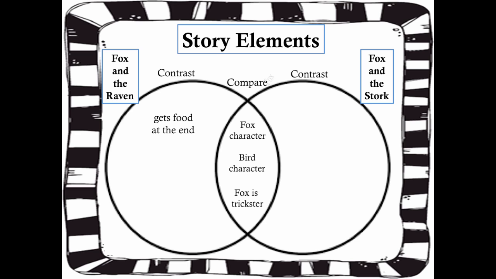Okay, did you figure it out? The fox gets the cheese at the end of The Fox and the Raven. And who gets the food at the end of The Fox and the Stork? Well, it's the bird character, or the stork, obviously. So the stork gets the food at the end of this story. He ended up getting the soup because he decided to play a trick on the fox. All right, let's try another one.